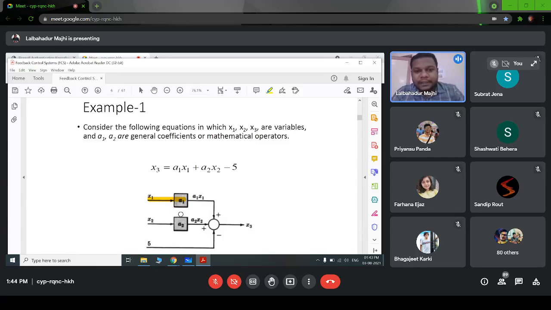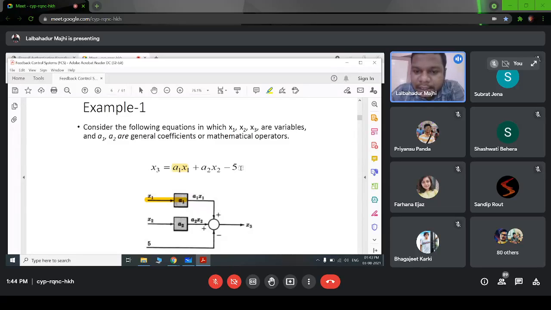So let's see the same equation here. We have to find this A1 x1, right? So A1 x1 can be represented by this path. A1 is the general coefficient, and x1 is the variable. So its output will be this A1 x1. Similarly, this A2 x2 can be depicted the same way, with A2 and x2, and 5, right?